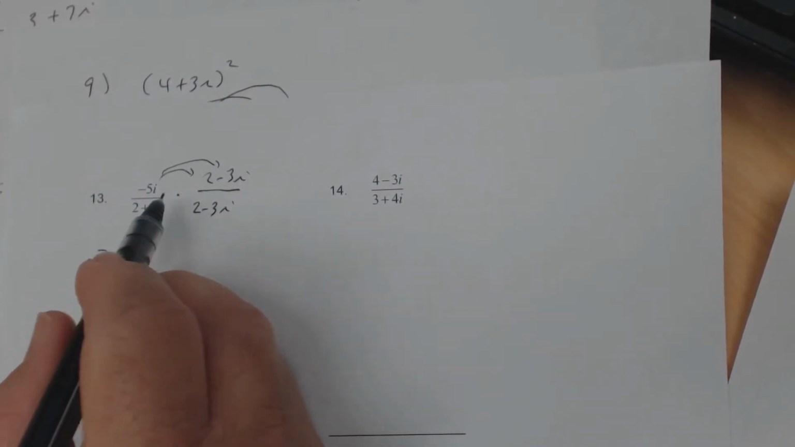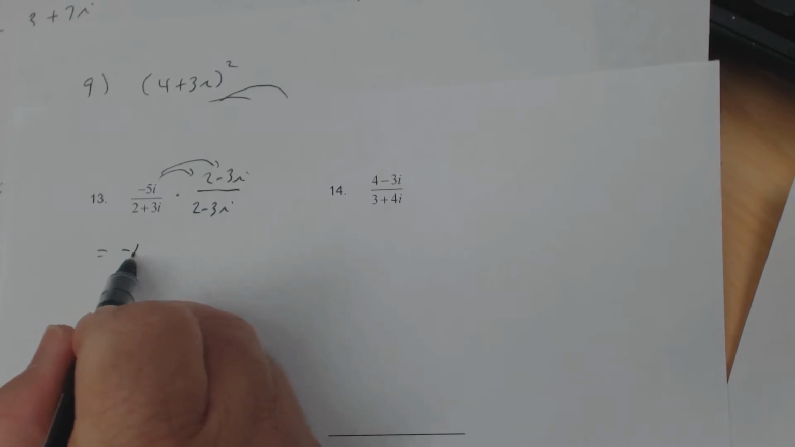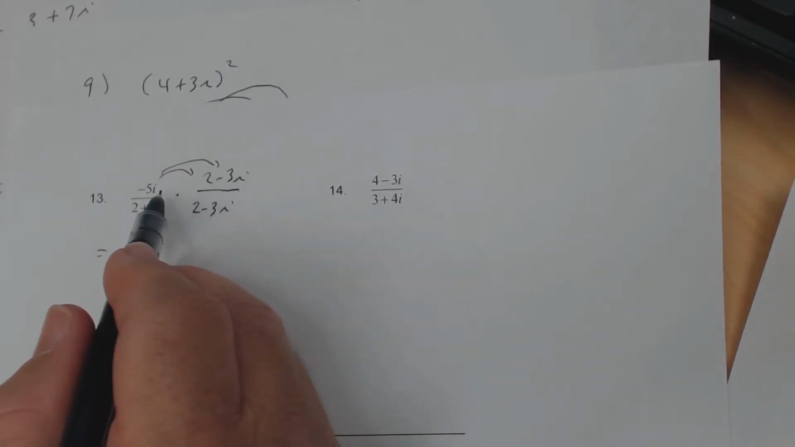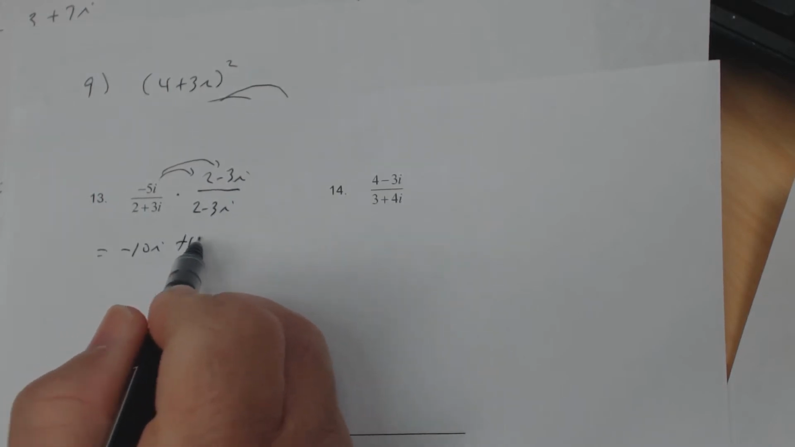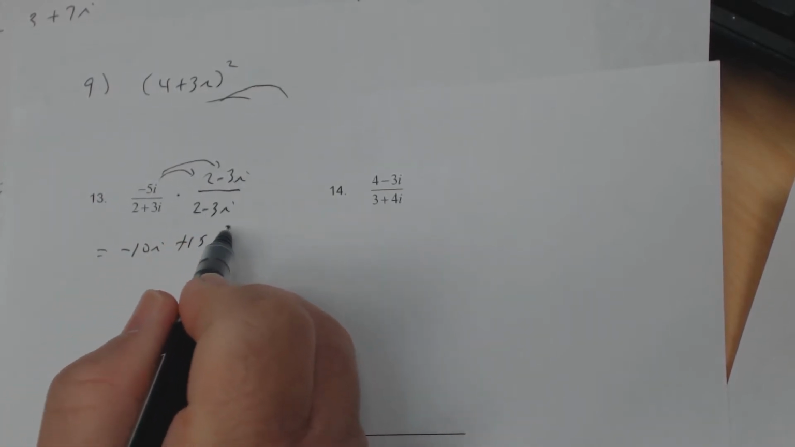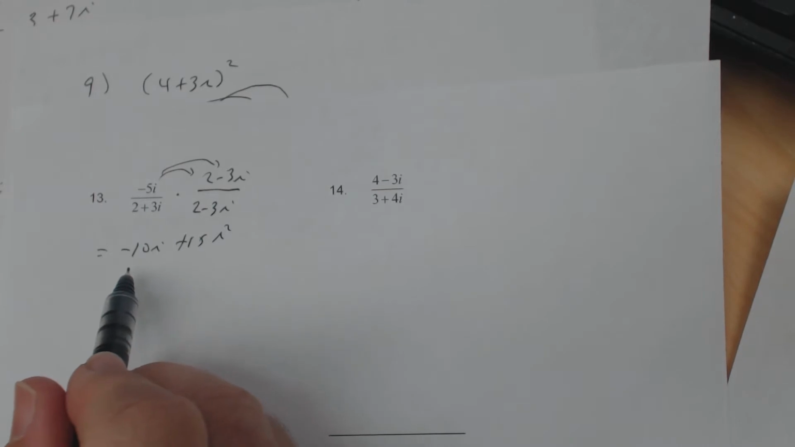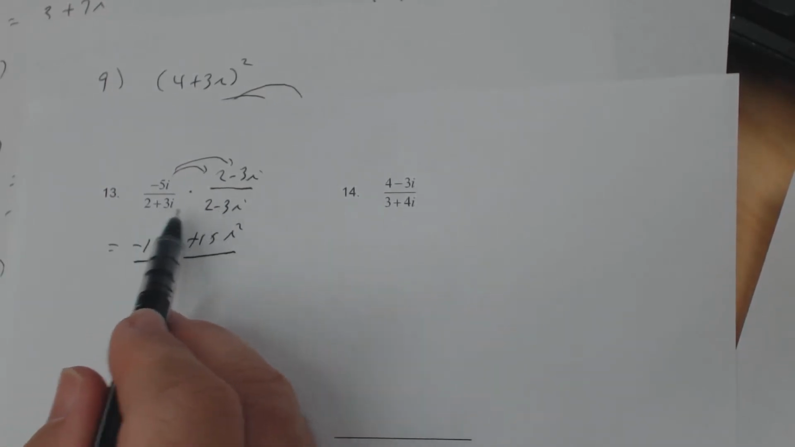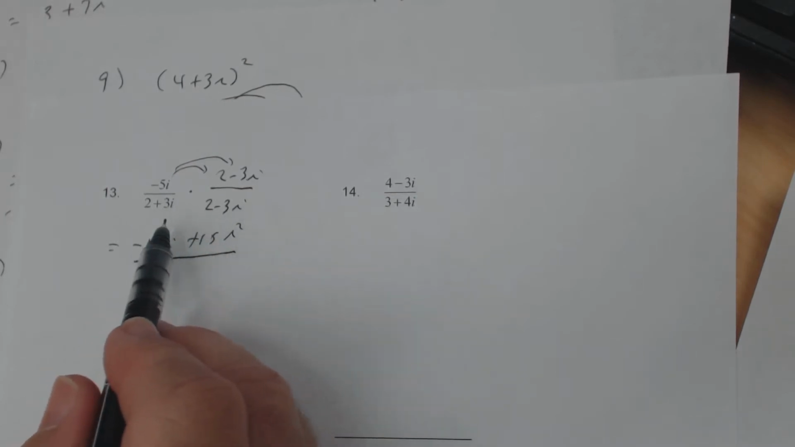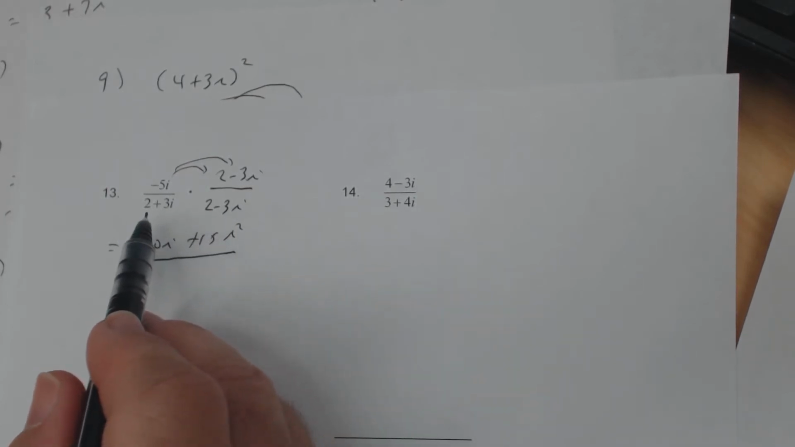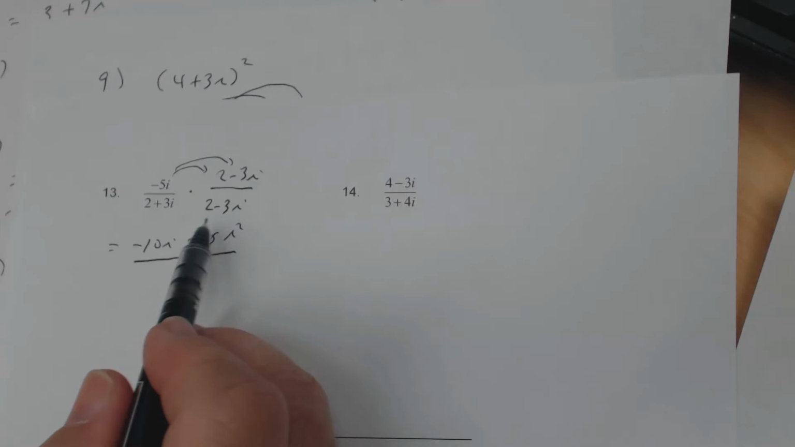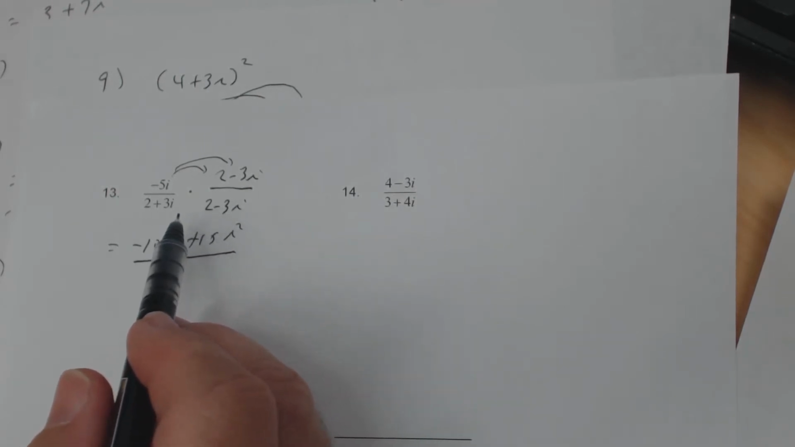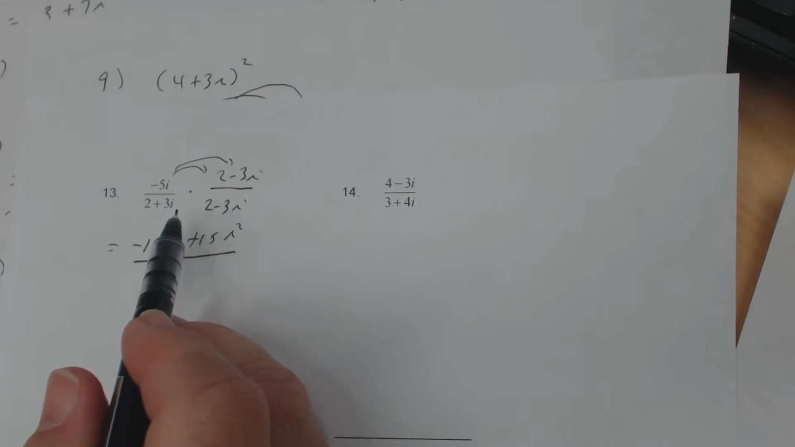So I'm going to get negative 5I times 2 is a negative 10I. Negative 5I times a negative 3I. So negative 5 times a negative 3 is a positive 15. I times I is I squared. Okay, so that's what it gets so far in the numerator. The denominator, those are conjugates. So think about the outer and the inner. The outer is 2 times negative 3I is negative 6I. The inner is the opposite. So when you add them up, you get 0.